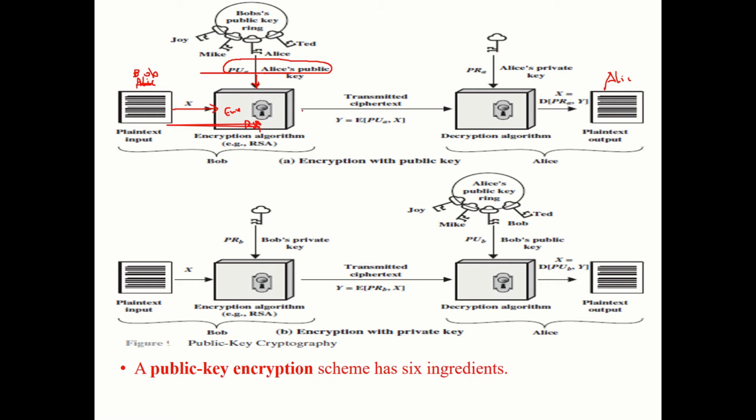Now the message is encrypted and will be named Y, and it will be transferred to Alice. Alice now will receive the message. Alice already has her private key. Now she can use the same algorithm to decrypt the message using her private key. The private key is a secret one. Alice does not share it with anyone. So when she decrypts the message, she will get the original message X. This is how the encryption happens.